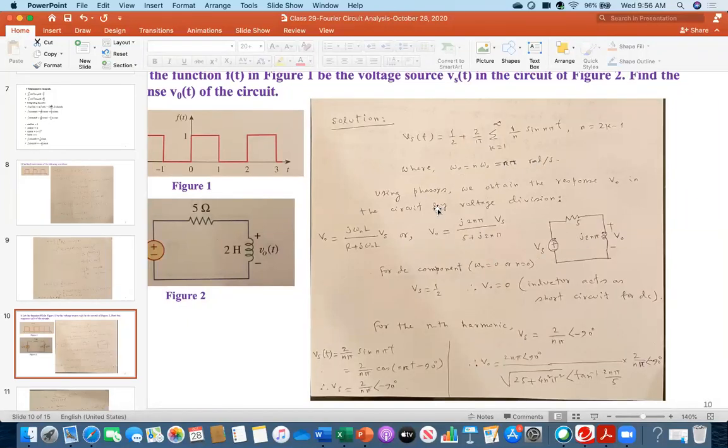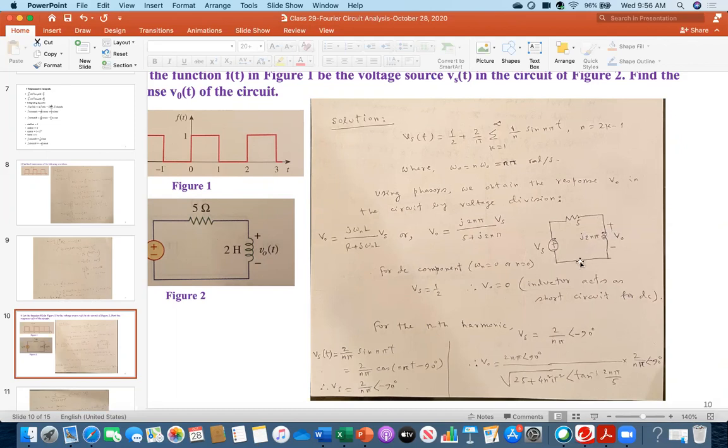Now, using phasors, we obtain the response V naught of the circuit by voltage division. You all know it is not difficult to get the voltage: you have the voltage divided by the total impedance, multiplied by this impedance. First, I am converting this circuit into the phasor domain. So I just wrote the resistance as 5, this is fine, but 2 Henry is j omega n L. The L value is 2 and omega n is n pi. This is the generalized format, so j 2 n pi.